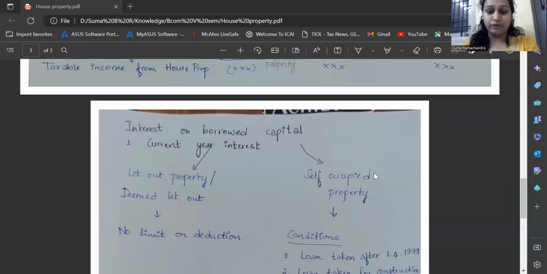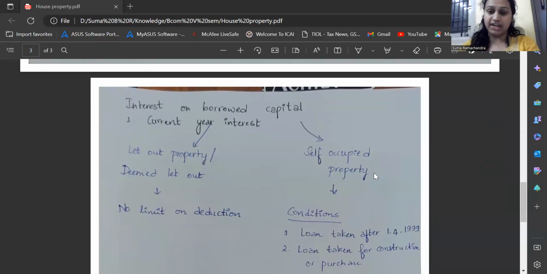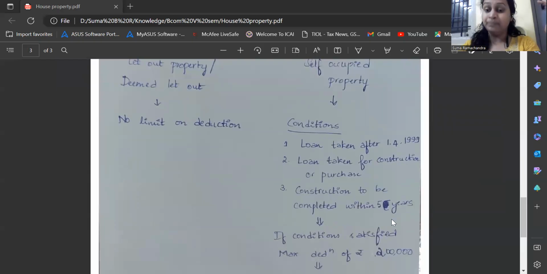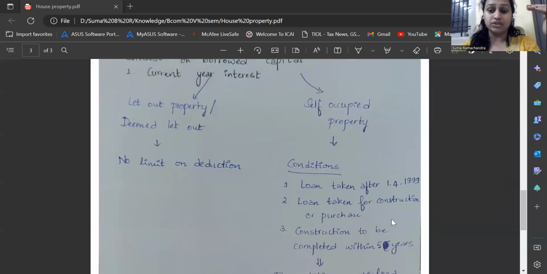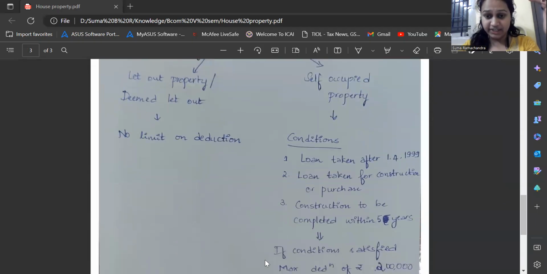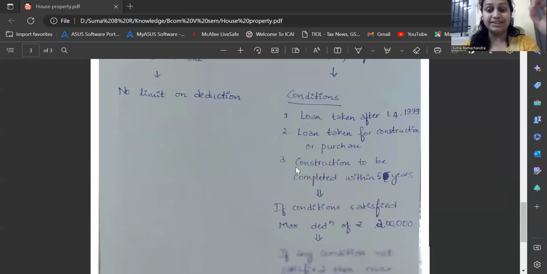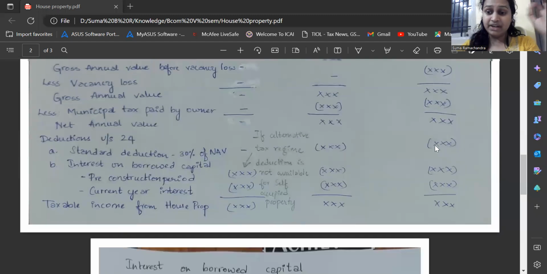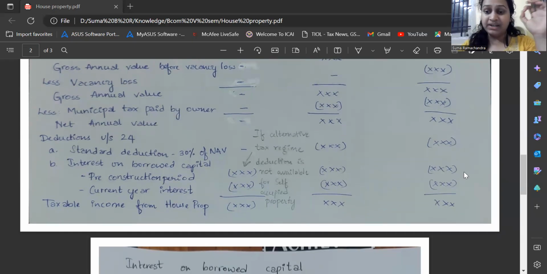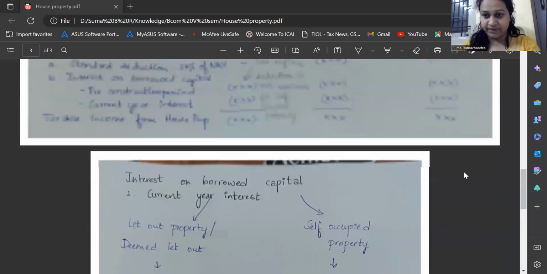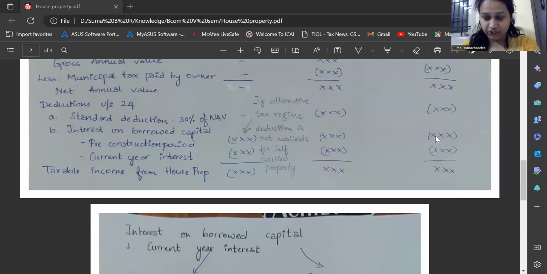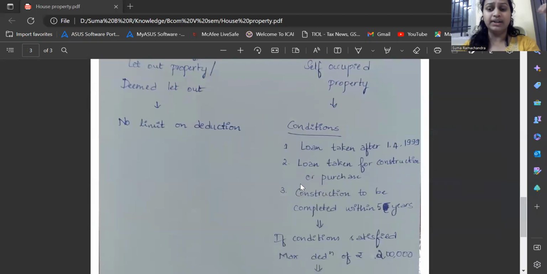But when it comes to self-occupied property, the maximum deduction I can ever get is 2 lakh rupees. This 2 lakh rupee deduction is available only when certain conditions are satisfied. If these conditions are not satisfied, then the deduction is limited to only rupees 30,000. But if the following conditions are satisfied, then this deduction amount can be up to rupees 2 lakh. Let's see what the conditions are.